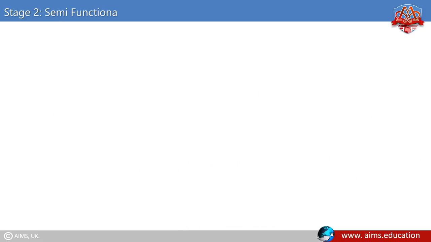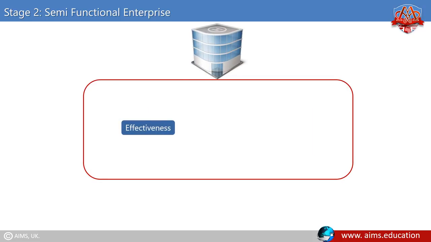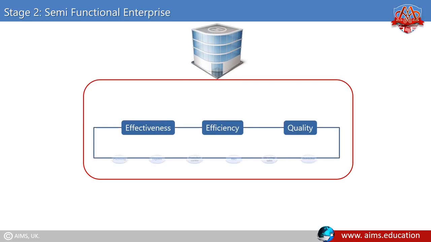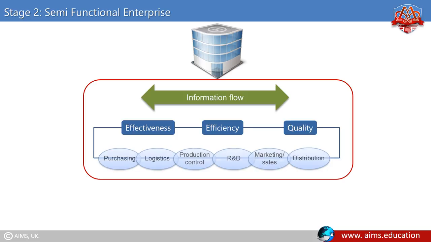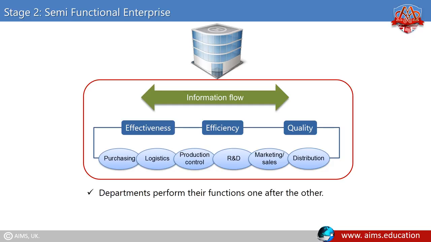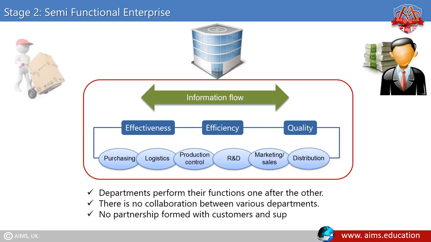Stage 2. Semi-functional enterprise. At this stage, the nucleus organization begins to improve effectiveness, efficiency, and quality within functional areas. As explained in the exhibit below, information flow has been improved, and functional areas have been defined. However, departments perform their functions one after the other. There is no collaboration between various departments, and no partnership formed with customers and suppliers.